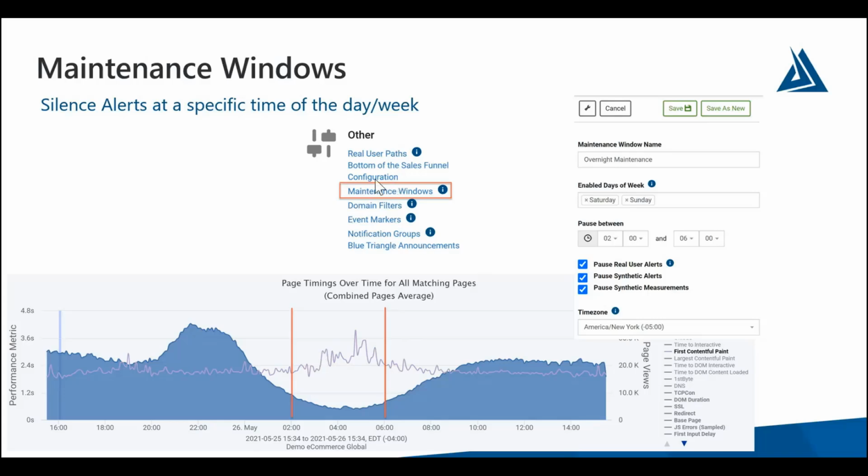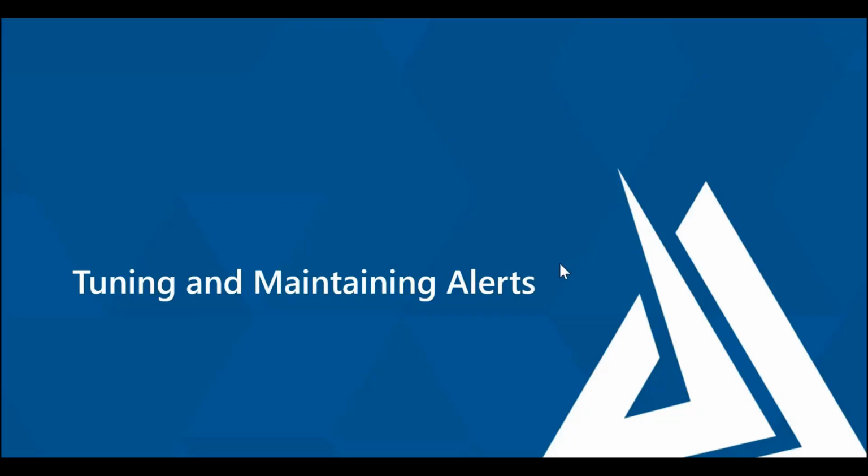And the way you can do that, if you go into the settings, there's an other section, and you can click on maintenance windows, and the configuration is just a few fields here. You give it a name, choose which days of the week you'd like to have it enabled, the time period the pause should occur, and whether it should pause the real user or synthetic alerts or the synthetic measurements as well.